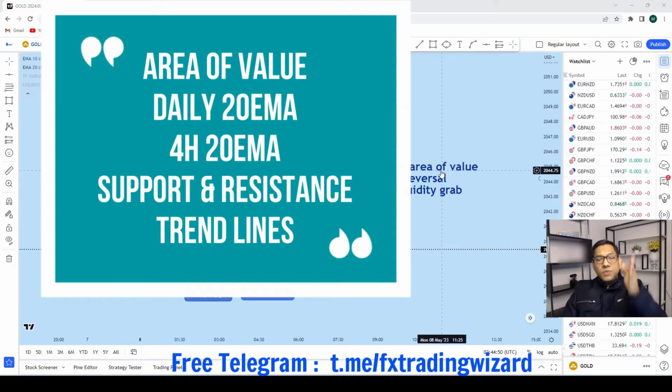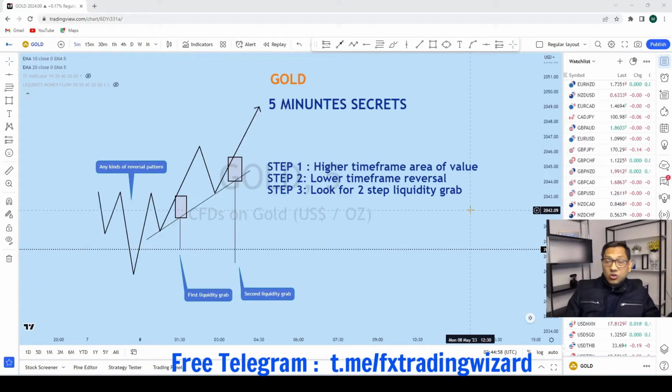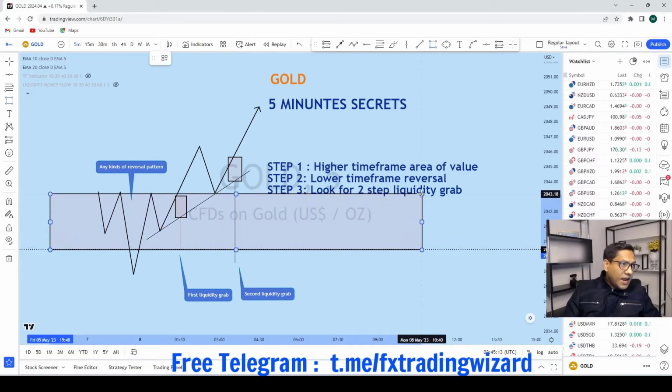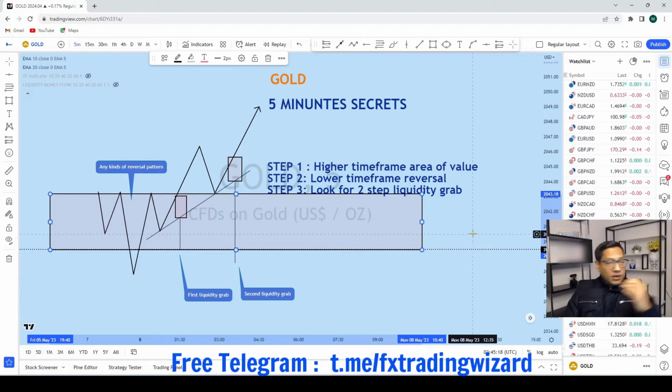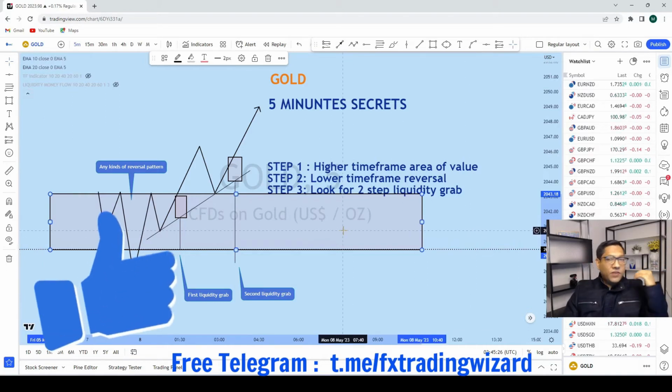Once you see that gold is in an important area of value, the next step is to step down to the lower time frames, such as the 5 minutes that we are discussing. Then look for a reversal pattern on that lower time frame. As an example, let's say gold is at, this is a higher time frame, any kind of support or 20 EMA or any kind of trend line where the price is likely to reverse. Okay, I'll show you a real chart example. As I mentioned, just try to understand the first explanation.